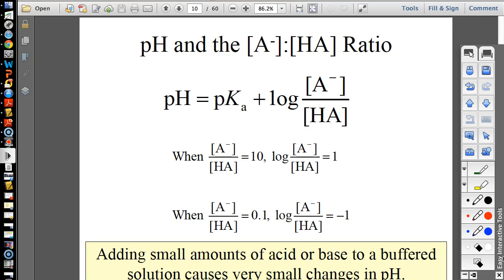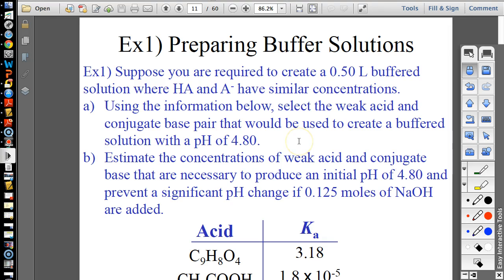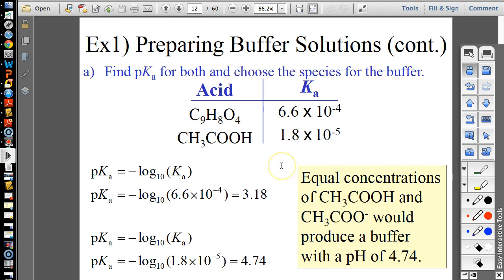All right, so let's look a little bit at picking the right acid for our pKa values. Here we go. We're just going to do the A part first. Suppose you're required to create a 0.5 liter buffered solution where the HA and the A minus have similar concentrations. Using the information, select the weak acid and conjugate base pair that you would use to create a buffered solution with a pH of 4.8.